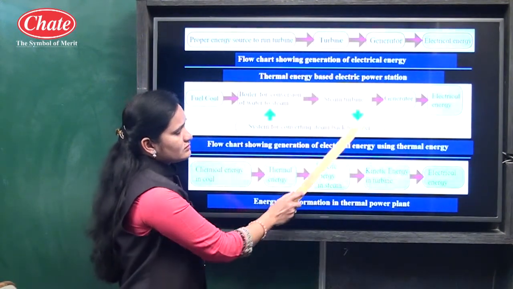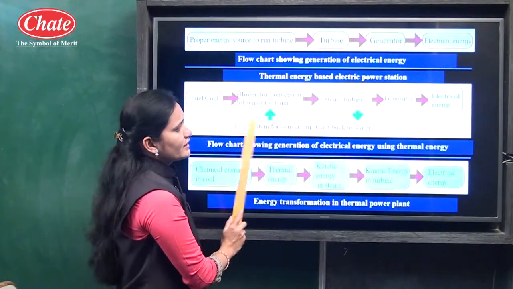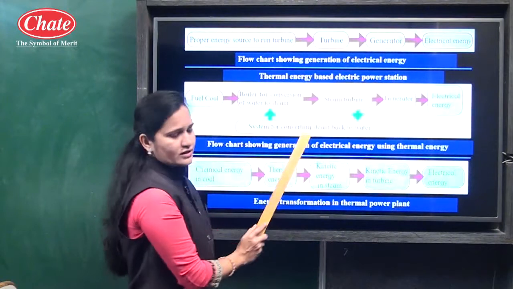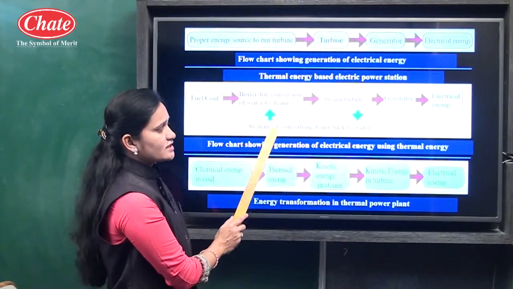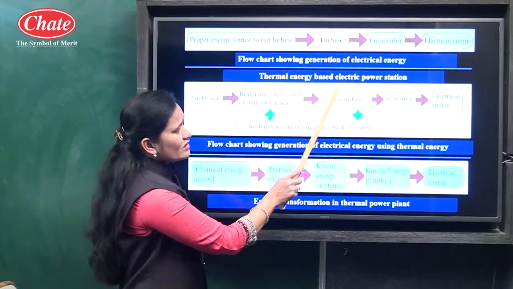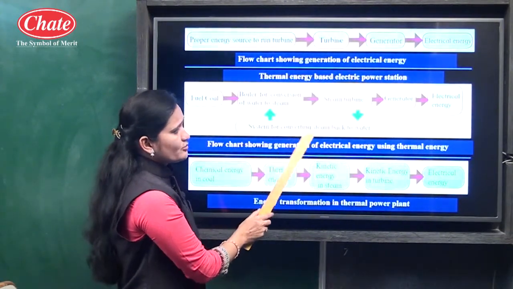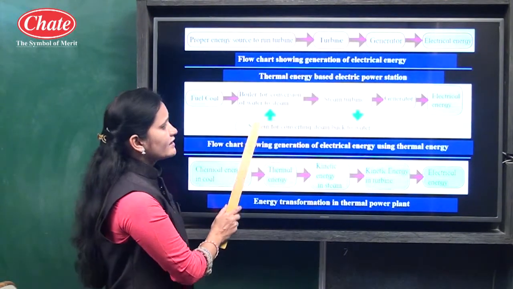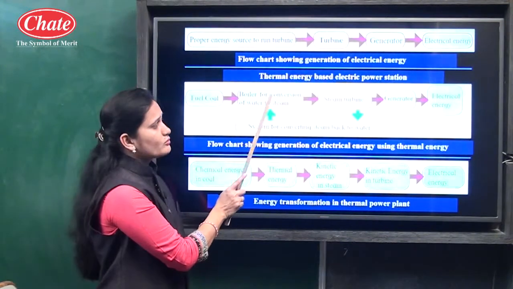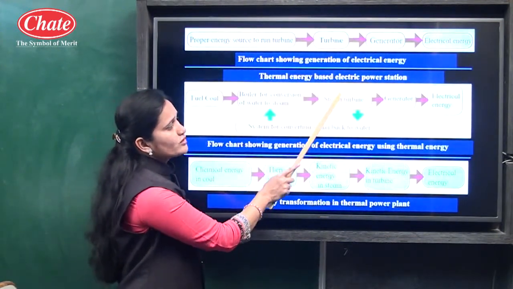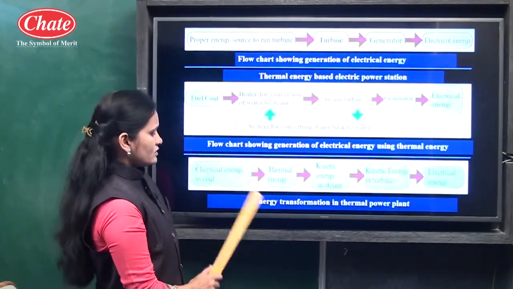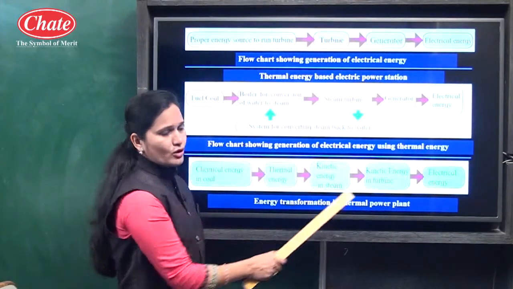If you observe the box downside, the system for converting steam back to water, it means condensation. By using the condensation method, the steam that comes here gets converted again into water, and it is again useful to form the steam which is useful to drive the turbine.